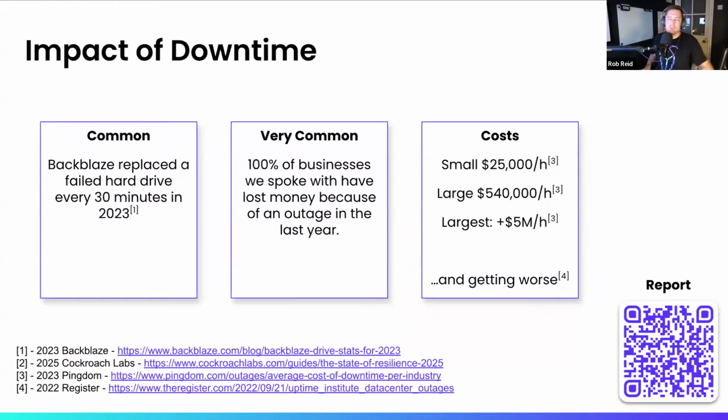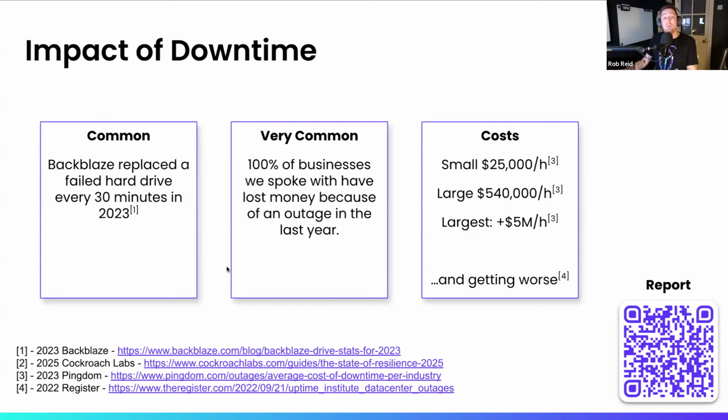So let's have a look at the impact of downtime now. It is very common. A stat that I like to reference is Backblaze, the popular cloud storage provider, were replacing a hard drive that had failed for any reason every 30 minutes back in 2023. Now, if your database happened to have been running on one of those failed hard drives, you're looking at data loss and downtime. But they are very, very common.